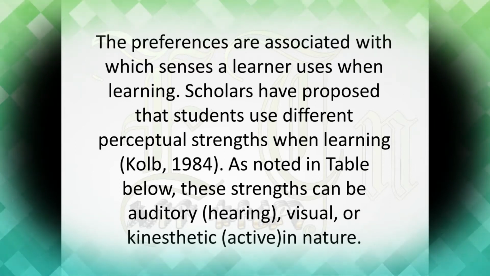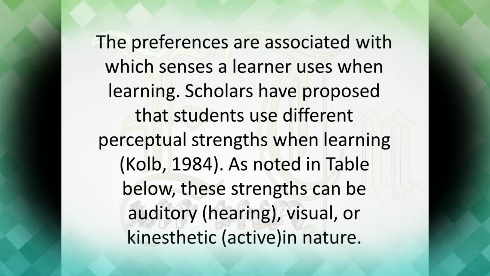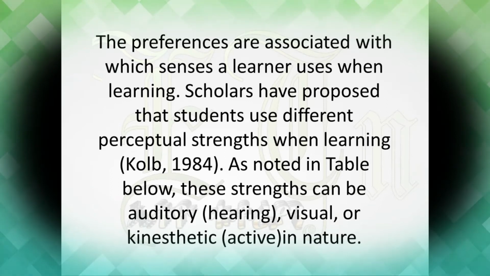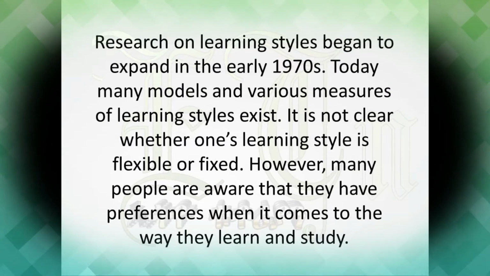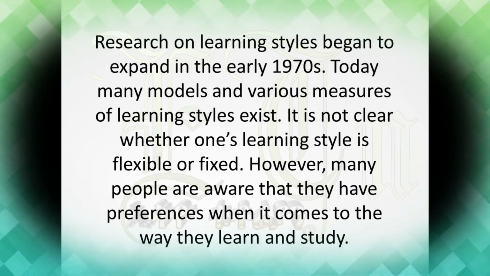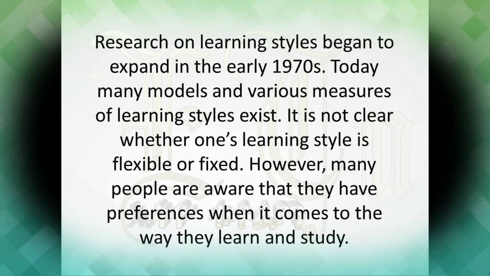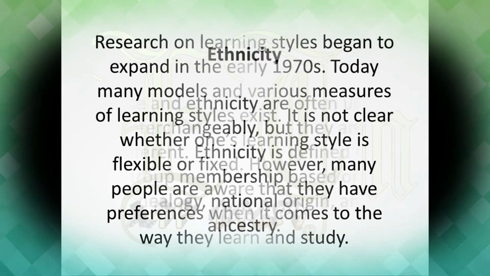Scholars have proposed that students use different perceptual strengths when learning (Kolb, 1984). As noted in the table below, these strengths can be auditory (hearing), visual, or kinesthetic (active) in nature. Research on learning styles began to expand in the early 1970s. Today many models and various measures of learning styles exist. It is not clear whether one's learning style is flexible or fixed. However, many people are aware that they have preferences when it comes to the way they learn and study.